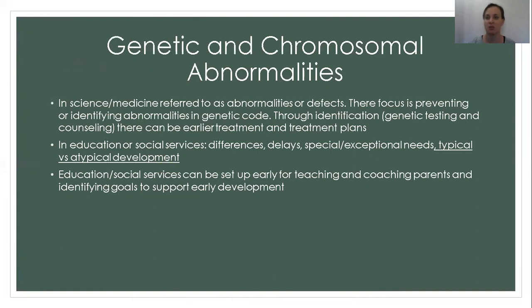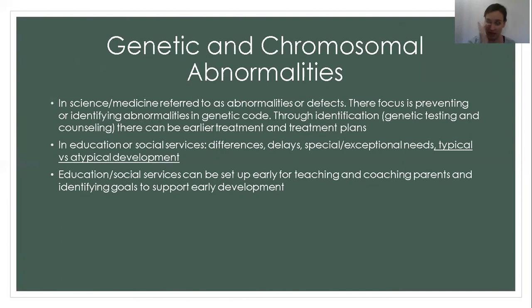A couple slides back, I talked about DNA, and that's where our genetic material resides. But things can happen to our genetics at the moment of conception that are going to impact our development over our lifespan as well. In science and medicine, they're usually referred to as abnormalities or defects because the focus is really on preventing or identifying them very early on. So through genetic testing, they can identify if something has gone wrong genetically, or they think that it's wrong, in order to help make plans for the pregnancy or for later on after the child is born.